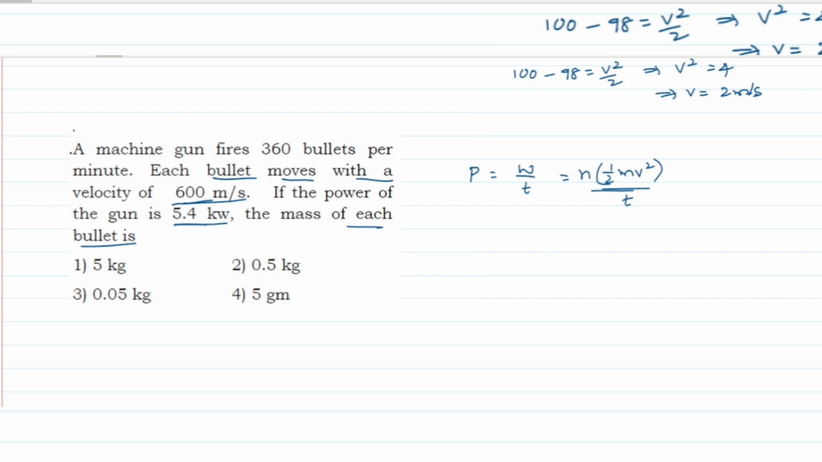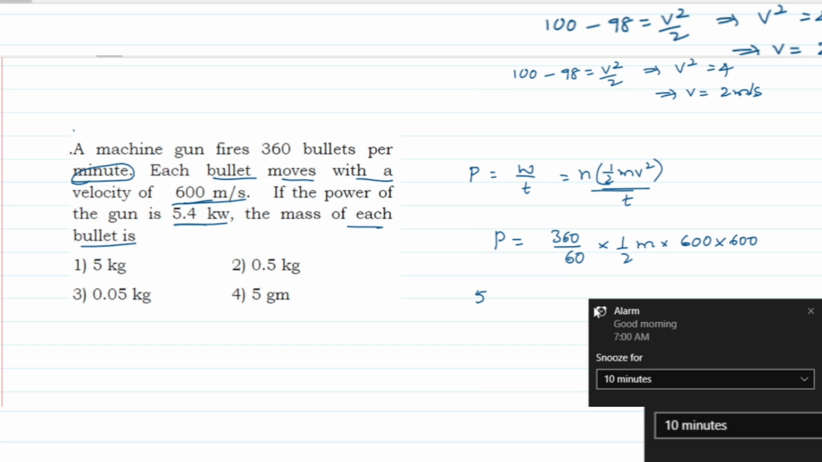So simplify this: for n bullets, P equals 360 bullets you are delivering per minute. It's given per minute, so you have to convert minutes into seconds, into half into mass, the mass of each bullet, which we need to calculate, into v square. So v is 600 meter per second, so take 600 into 600. Power is already given as 5.4 kilowatts, so convert kilowatts into watts.